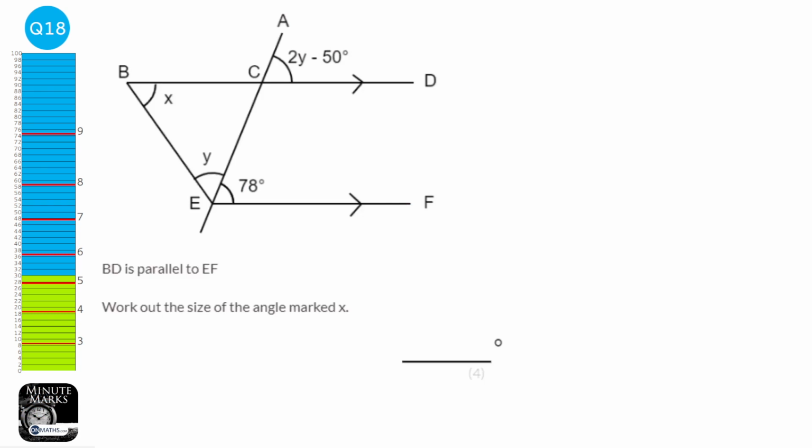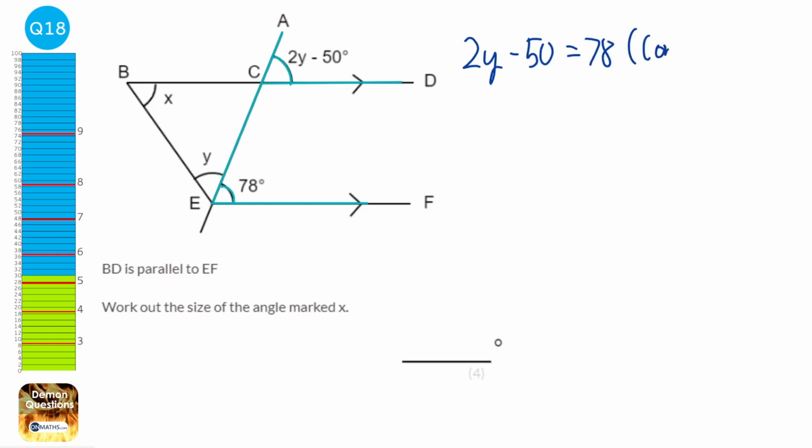To find out what the value of x is, we first of all have to find out what the value of y is. We can notice that we've got two sets of parallel lines here, and a line going through them. And we've got these F angles, which we have to call corresponding angles. So we know that 2y minus 50 is equal to 78, and we must write down the reason. So corresponding angles, and corresponding angles are equal.